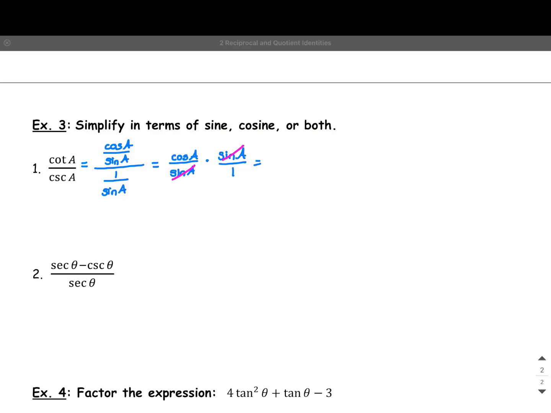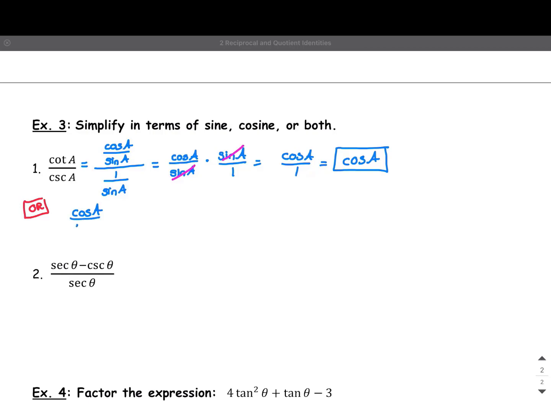The sine A's cancel out. We're left with cosine A over 1, and we never leave divided by 1, because anything divided by 1 is that anything back again. So now we know this simplifies to cosine A. And again, remember, the other option we had for this, and I'm just going to show you because sometimes one method is easier than the other.